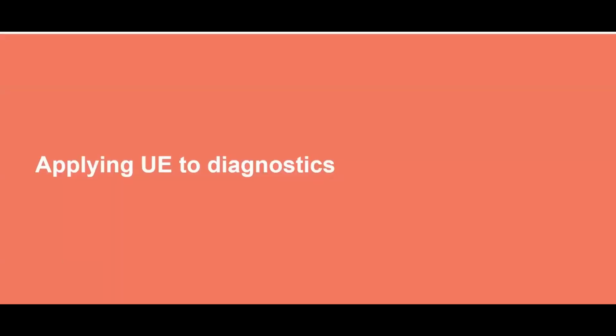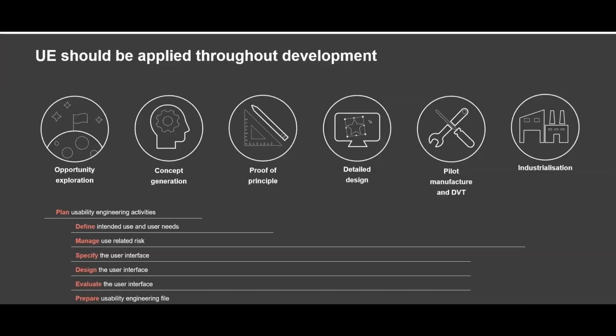Thank you, Kella. So I'm now going to talk to you about applying usability engineering to diagnostics. Usability engineering should be applied throughout development, from early opportunity exploration all the way through to commercialization. And here you can see how the different steps in the usability engineering process that Kella just spoke through map onto the different stages of development. There's likely to be multiple iterative loops for the iterative usability engineering activities. So when you're managing risk, specifying, designing, and evaluating the user interface, that iterative cycle is likely to continue throughout the development until you get to your design verification validation activities.